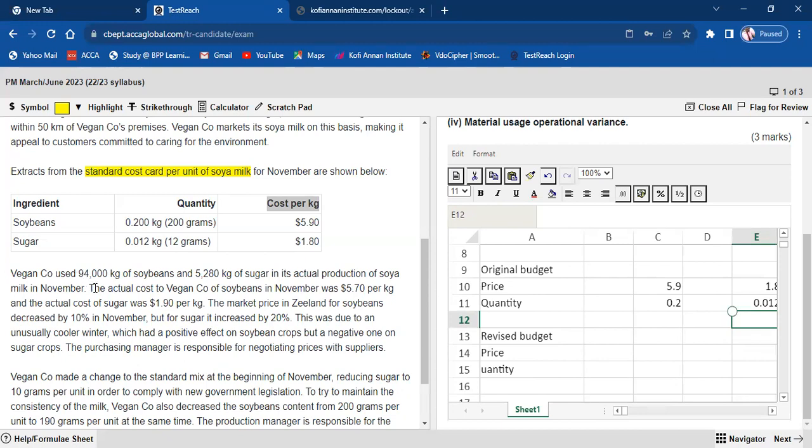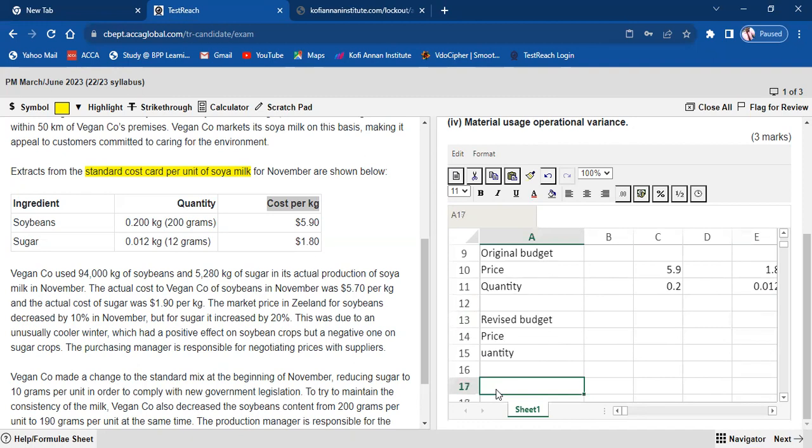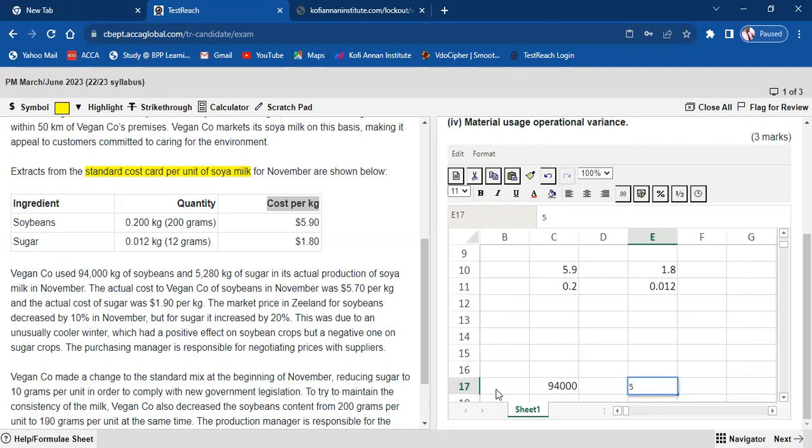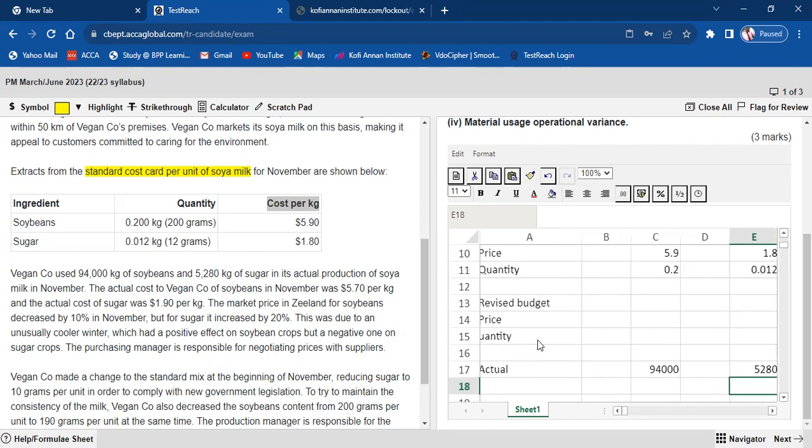Vegan Co used 94,000 kilograms of soybeans, so actual. Vegan Co used 94,000 kilograms of soybeans. I'm reading the scenario. And 5,280 kilograms of sugar in its actual production of soya milk in November. The actual cost to Vegan Co of soybeans in November was 5.7 per kg.